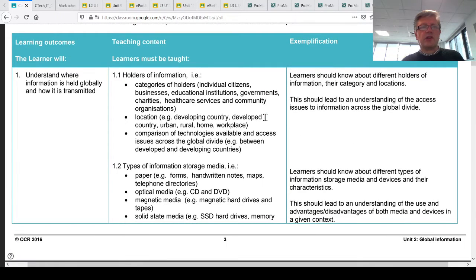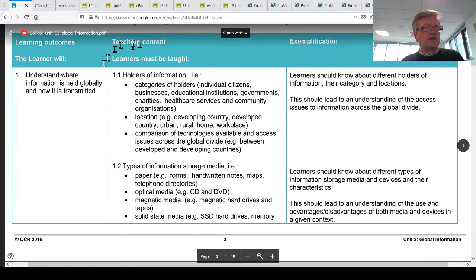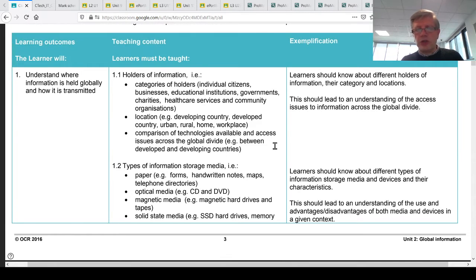So let's have a look first of all at learning outcome 1. Understand where information is held globally and how that information is transmitted or shared with people or sent to other people. So 1.1 is about the holders of information. So we know that information exists. We know that people and organizations and businesses and so on, they all have this information and they all use this information. The information they have is not all the same because it depends on the context.